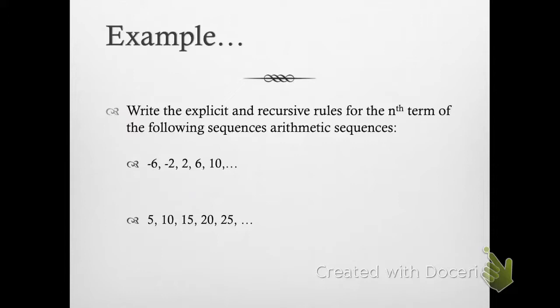Okay, so let's take these 2 arithmetic sequences. We know they're arithmetic because they have the same common difference between each term. And we're going to write the recursive formula and the explicit formula. So the recursive formula, we're going to say that a sub n is equal to the previous term plus the common difference. So the common difference here is 4.